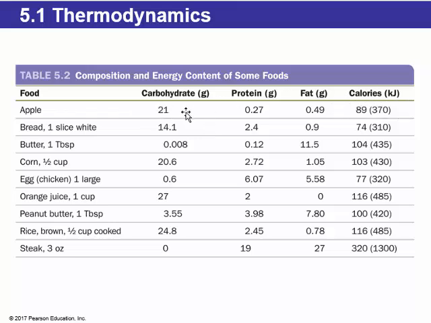So here are some common foods that we may eat, as well as their carbohydrate, protein, and fat content. And if you choose any of these foods, you can take the grams of carbohydrate, multiply it by 4, grams of protein, multiply it by 4, grams of fat, multiply it by 9, add it together, and you'll get the calories in that food.